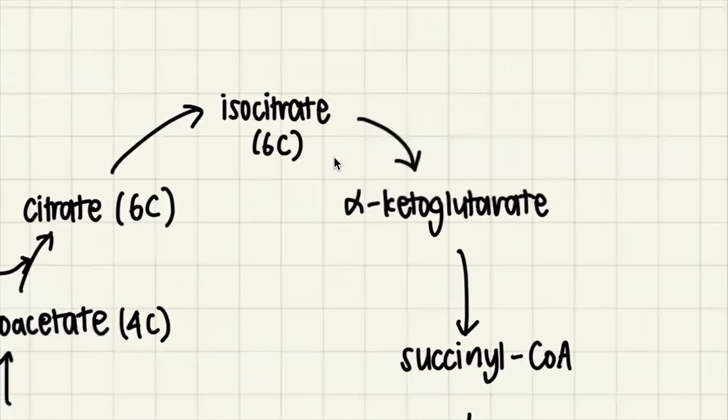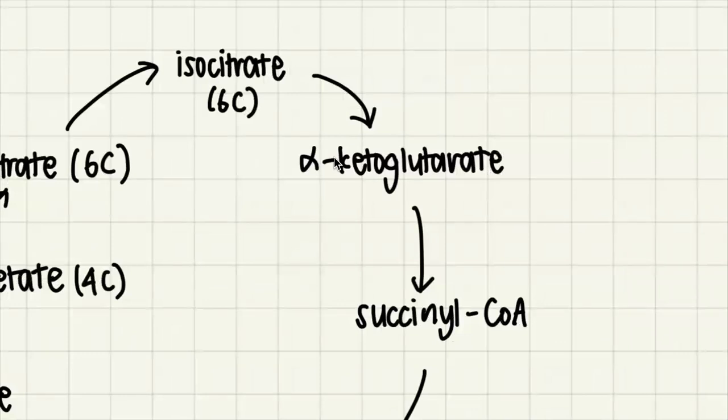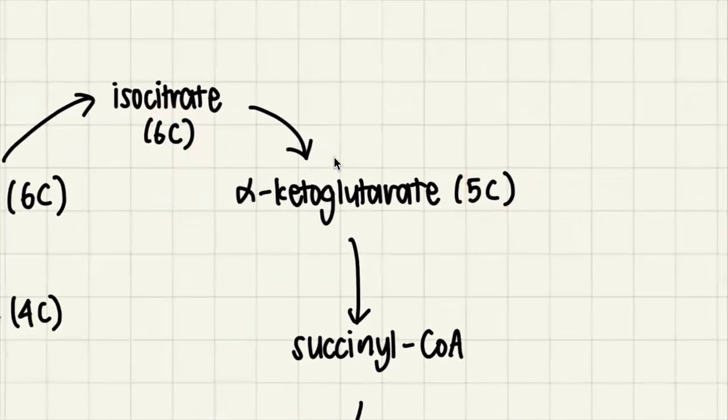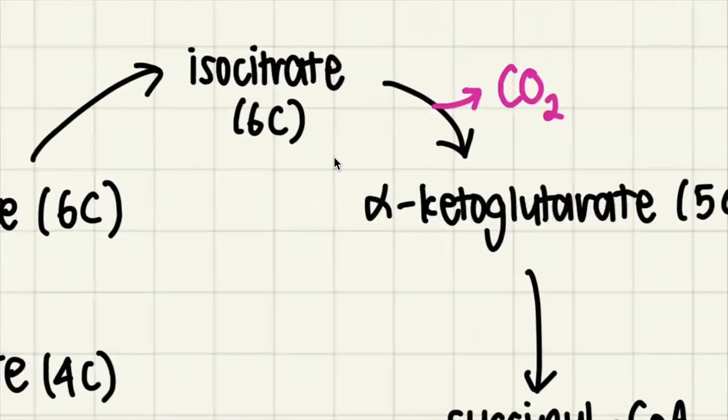Then isocitrate to alpha ketoglutarate, which is a 5-carbon compound. So now we are going from a 6-carbon compound to a 5-carbon compound. To do that, we need to remove 1 carbon atom, and for that to happen, 1 carbon dioxide molecule is released. Remember I mentioned that decarboxylation, when carbon dioxide leaves the reaction, is always coupled with another reaction, right? So what is this reaction? This reaction is the reduction of NAD to NADH.